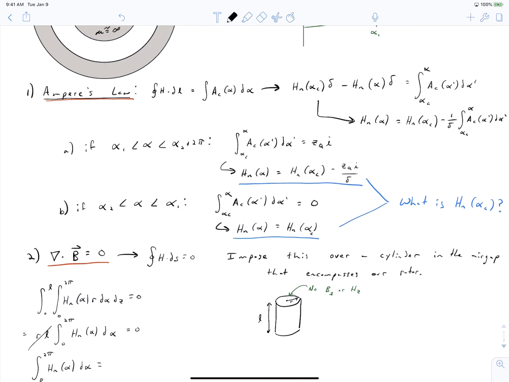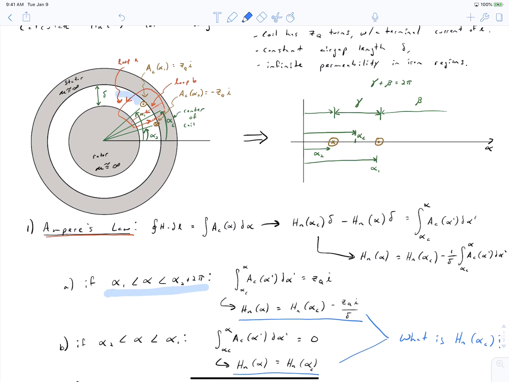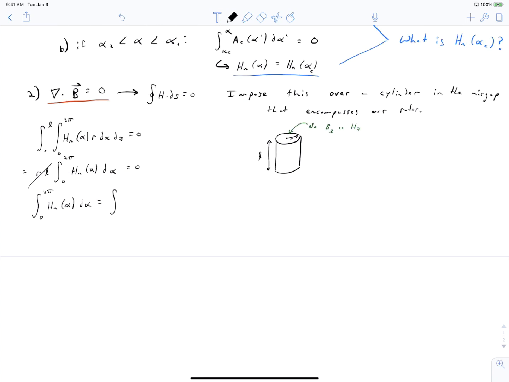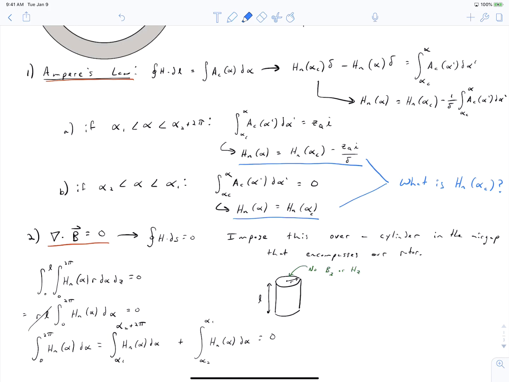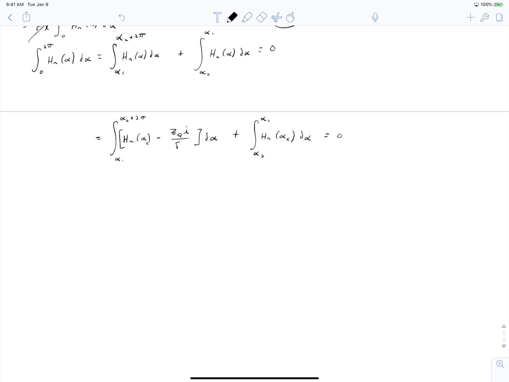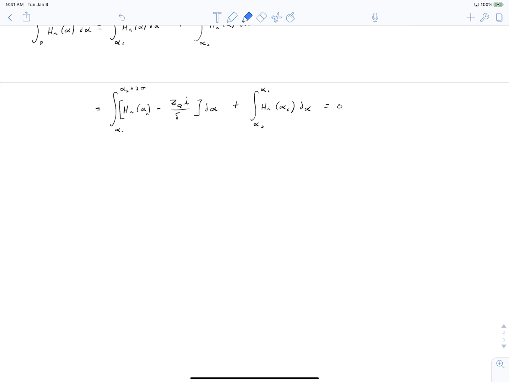So we'll start with our first condition here. We'll start with the case that alpha 1 is less than alpha, which is less than alpha 2 plus 2 pi. So that means that we're taking the Amperian loop that returns somewhere in this region. And then we'll integrate our second case. And so for our first integral, we're simply going to plug in this expression for Hn of alpha. And remember that in our second case, we're just always equal to Hn of alpha c. So integrating these is fairly straightforward. We just have a bunch of constants. All the quantities are constants over our entire integration range, so they just come outside.